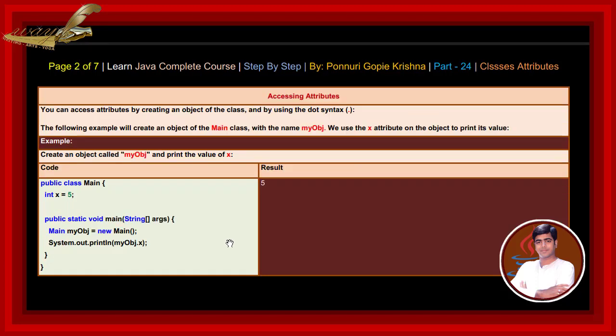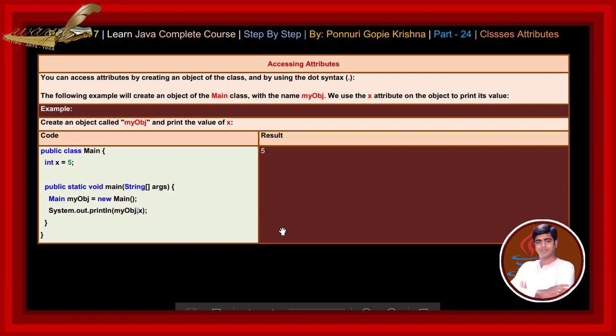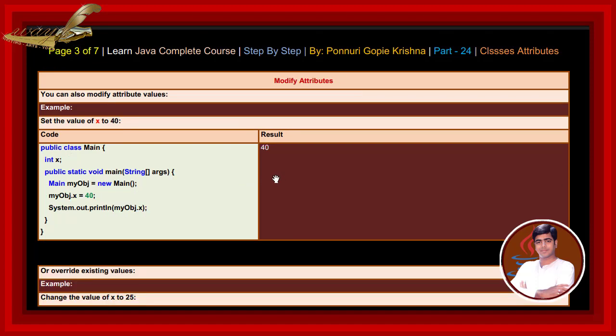Accessing attributes. You can access attributes by creating an object of the class and by using the dot syntax. The following example will create an object of the Main class with the name myObject. We use the x attribute on the object to print its value. Create an object called myObject and print the value of x. See, now we are printing integer 5. See, Main myObject is equal to new Main, System.out. See here, myObject.x, we are using that dot here. The result printed 5.